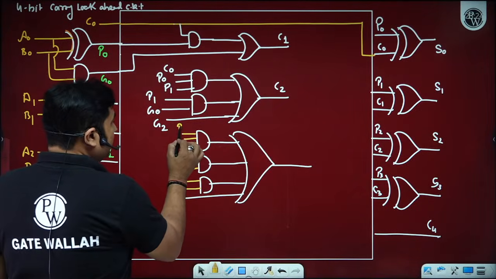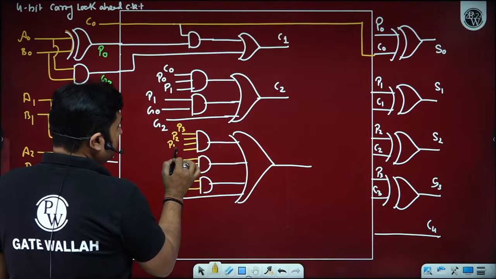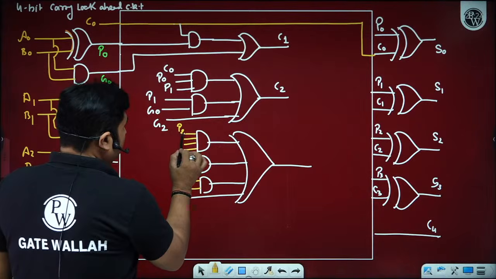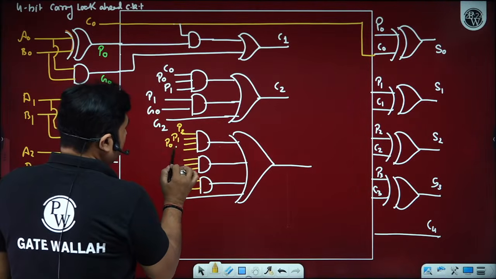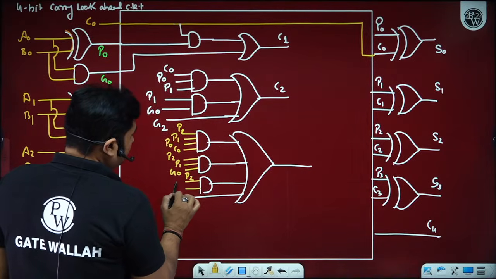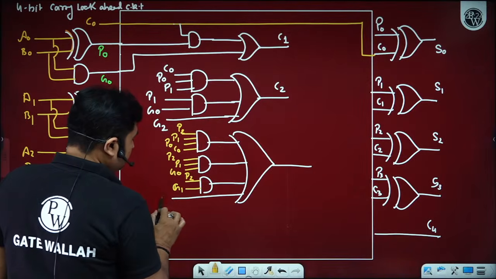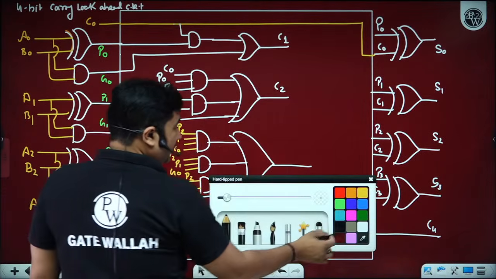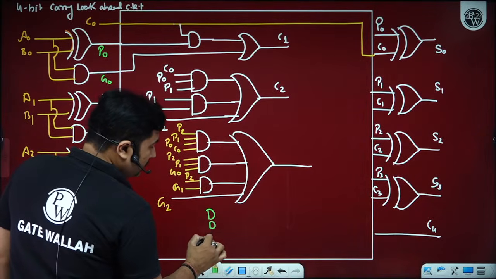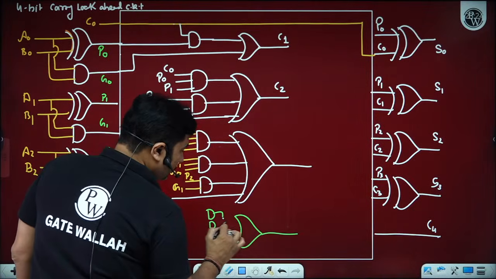So this is your P3, P2, P1, P0, C0, P2, P1, G0, P2, P1, P2, G1 and G2. In the same way, if we talk about the fourth, C4, we need 1, 2, 3, 4 AND gates and one OR gate. How many of you able to understand?